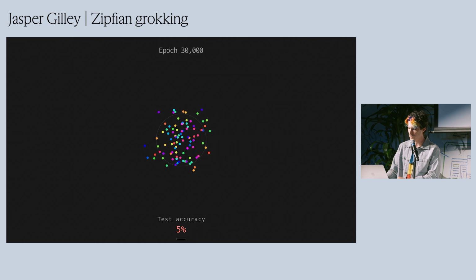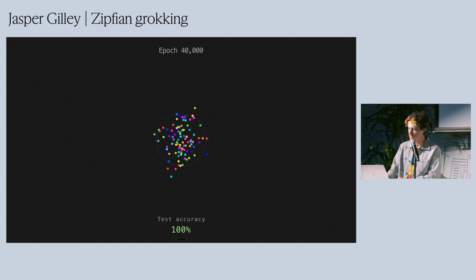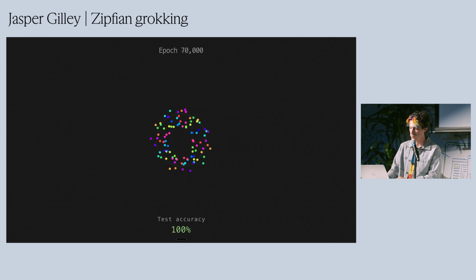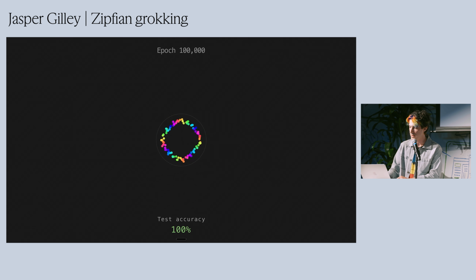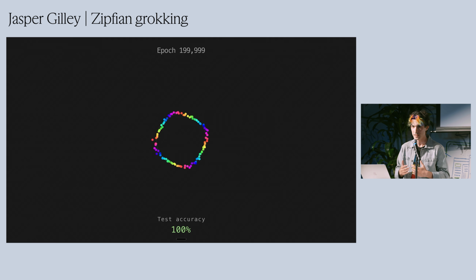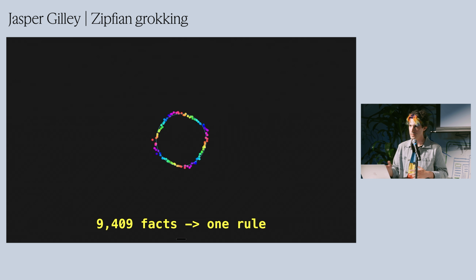And as we keep going, we are increasing in test accuracy. The model is getting a circular representation where it's discovered that circles are a really natural way to represent the problem of modular addition. And by the time we get to the final state, it's learned this perfect structure where it's learned the ground truth trigonometric relationship between modular addition and the circle trigonometry representations. This is an interesting problem because it reduces the entire suite of 9,400 really complex facts into one simple rule that generates all of the data.